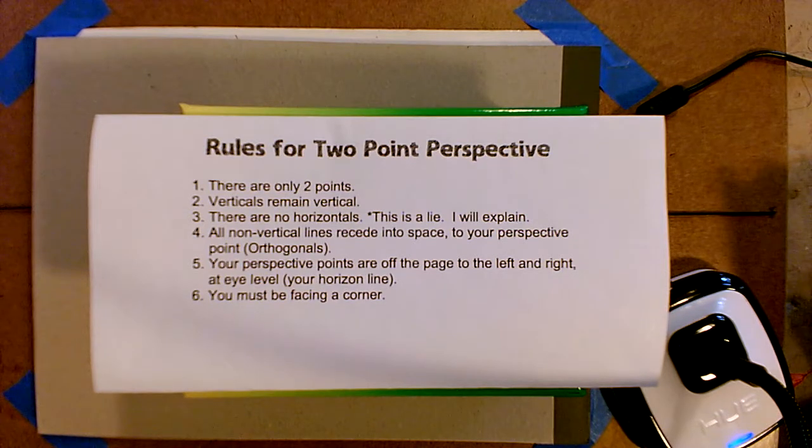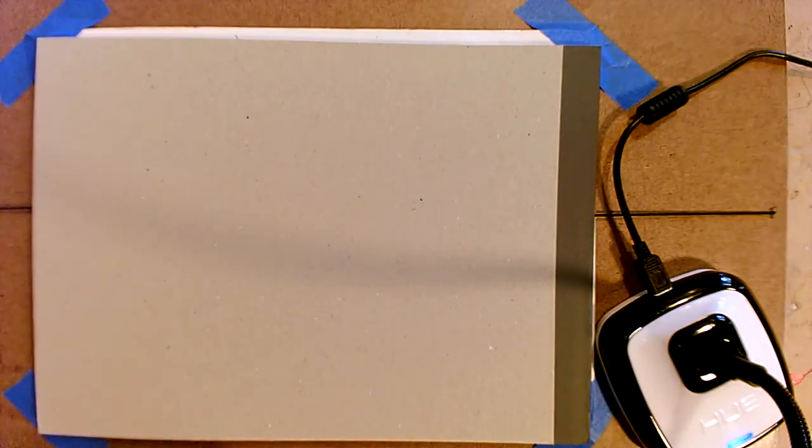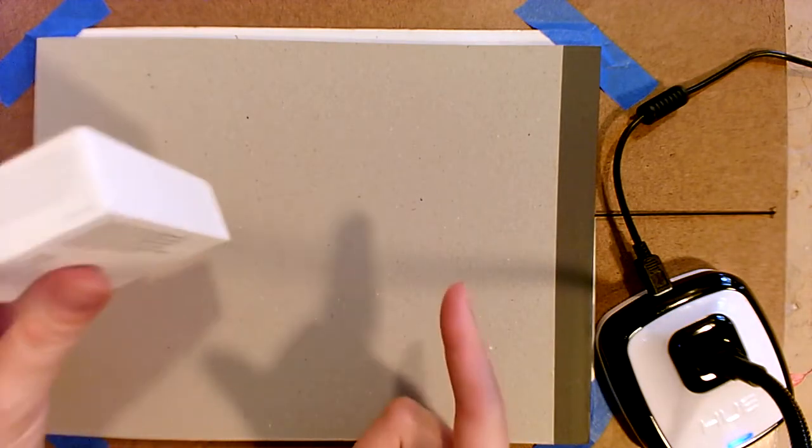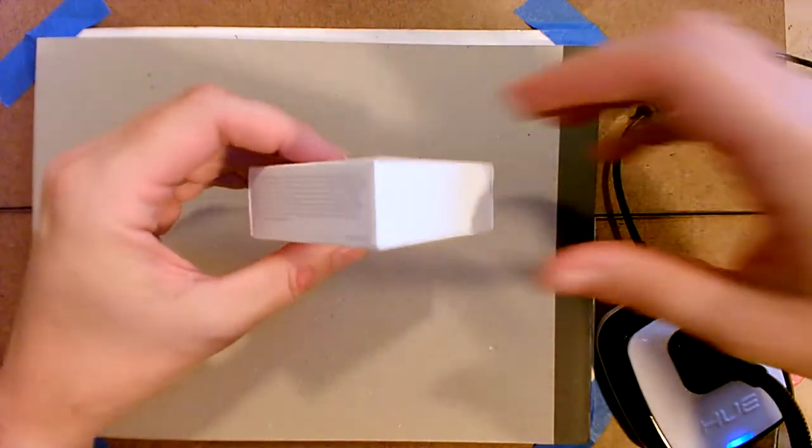They both have to be at your eye level or on your horizon line. And you must be facing a corner this time. So we cannot be facing a flat surface. Okay, so let me show you what this looks like with a box. The hardest part about this was finding a tiny box, and then I remembered the headphones box.